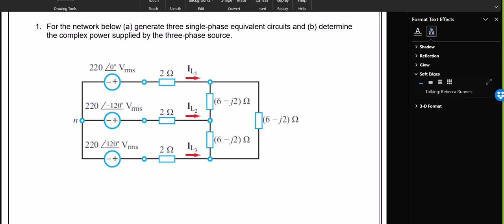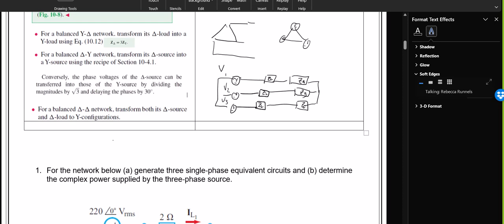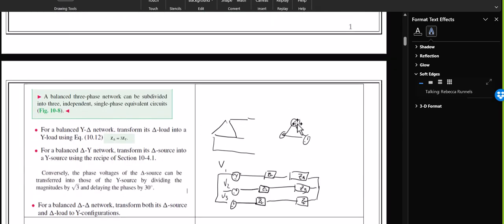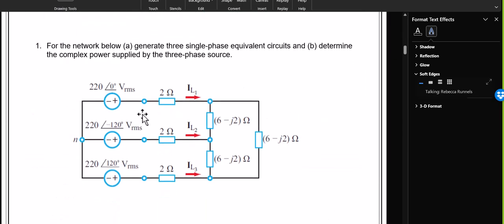If we did have to transform it, if it was delta, what we would do is divide each of the voltages by the square root of 3, and we would subtract 30 degrees from each of the angles. So that's what you would do to transform the source side.